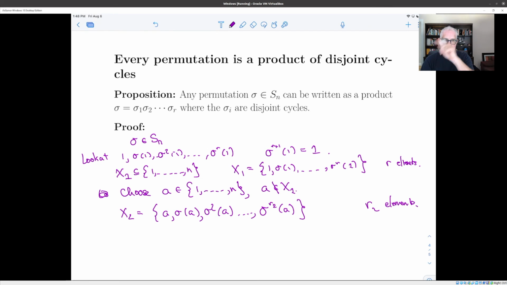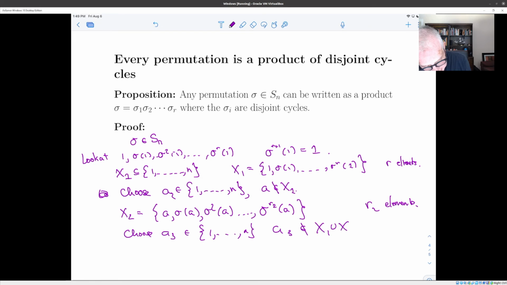We first picked 1. We took the cycle that contained 1. Then we looked at the elements that we hit. We pick an element which is not in there. Now we take an element, let's call this a2. Now we choose a3 and so on. But a3 can't be in either of the cycles that we've found so far. And we let x3 be a3, sigma of a3, out to sigma to the r3 of a3.